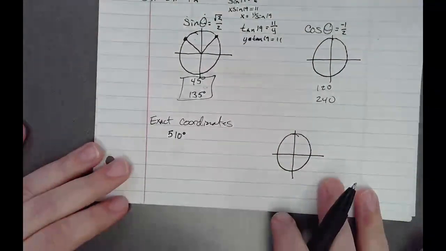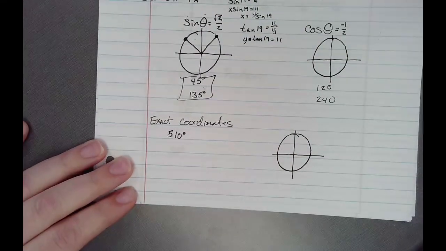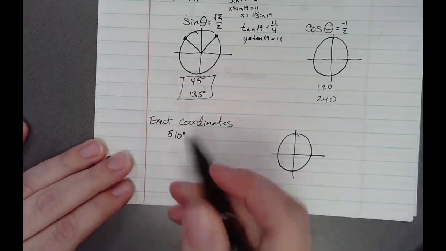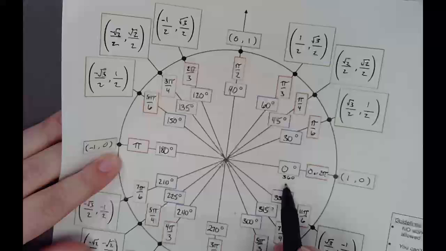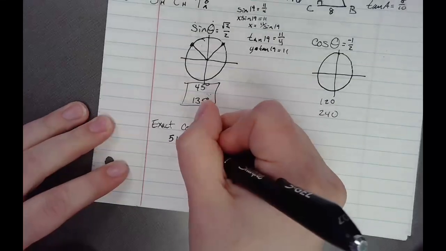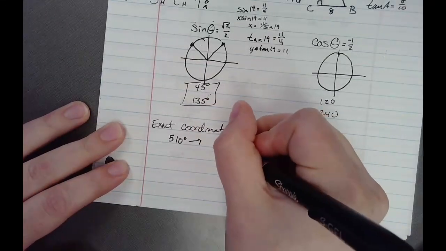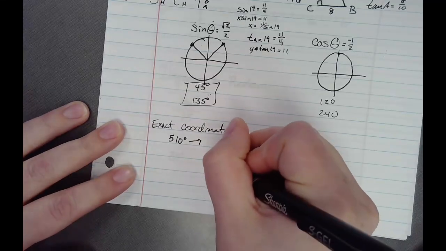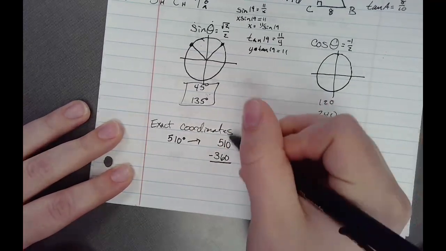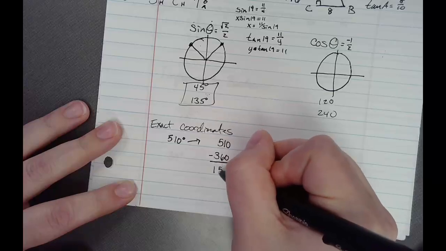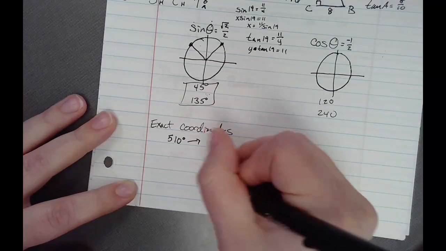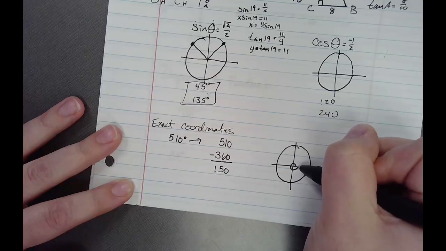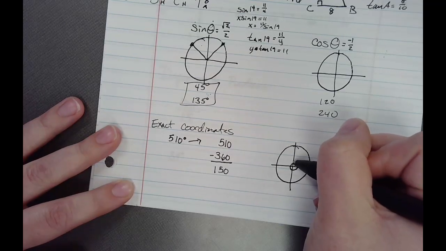Now, finding exact coordinates. This again is using your unit circle, but I'm more than likely going to give you an angle that is outside of the unit circle. For example, 510 is beyond our 360 degrees. So in order to find the exact coordinates, I need to take my angle measure and take away 360 as many times as I can. If I take away 360, I get 150 degrees, which is no longer bigger than 360. That means I went all the way around the circle once, and now I'm going another 150 degrees.